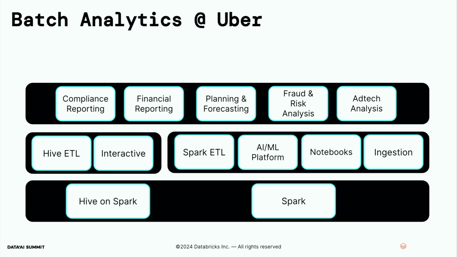So this is the overview of batch analytics at Uber. At the engine layer, we had both Hive on Spark and Spark. On top of Hive on Spark, we had Hive ETL workflows as well as the interactive workloads. On top of Spark, apart from Spark ETL, we had AI and ML platform, notebooks, ingestion, etc. All of these together power various use cases at Uber, like compliance and financial reporting, planning and forecasting, fraud and risk analysis, etc.